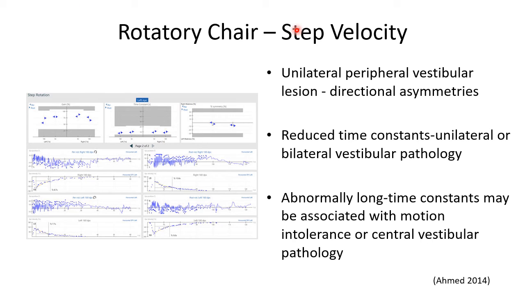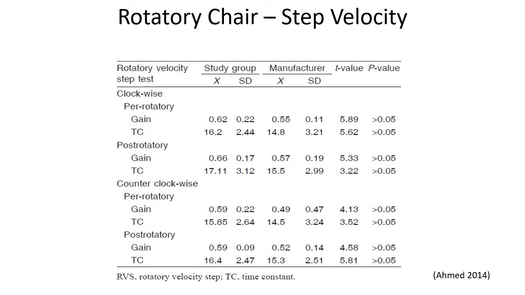A patient with a unilateral peripheral vestibular lesion will show directional asymmetries in response to the velocity step stimuli. If it shows a reduced time constant, it may be associated with unilateral or bilateral vestibular pathology. It has been suggested that an abnormally long time constant may be associated with motion intolerance or cerebellar involvement.